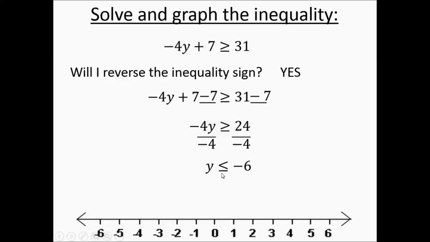So solid dot on negative 6 and going to the left. That means 0 would not be a solution. Let's see if this is true. 0 is not going to work for that. If I put a 0 in, that would all work out to 0 plus 7. And 7's not greater than 31. So anything over here, negative 6 or anything smaller, would work.